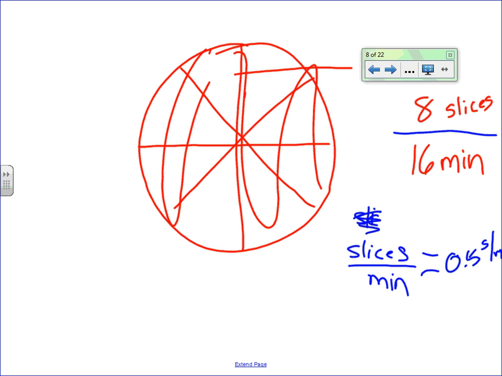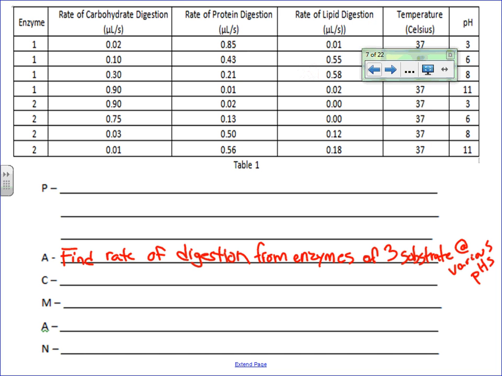Because you knew how much you started with, you knew how much you ended with, and you knew how long you had, you can calculate what's called a rate of pizza eating. In this lab, you did the same thing, except instead of a rate of pizza eating, it was a rate of substrate digestion. So you knew how much protein you started with, how much protein you ended with, and you set it for a certain amount of time, and you could find out how many microliters per second are being digested.